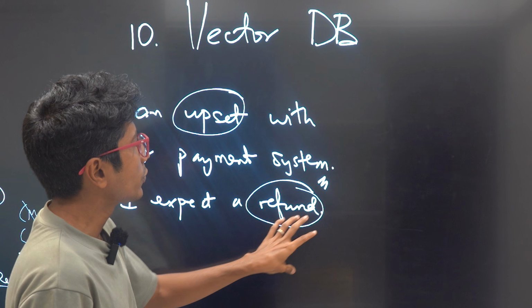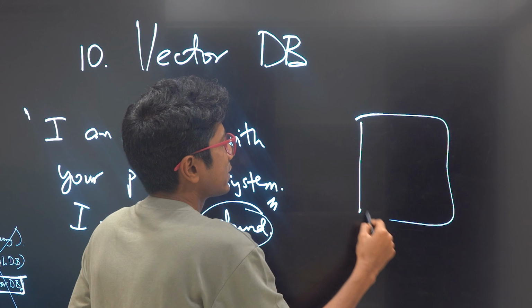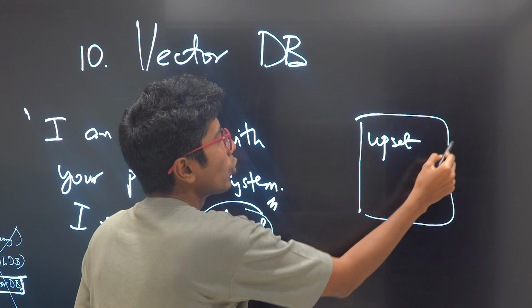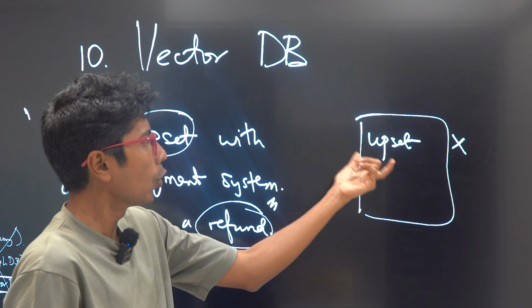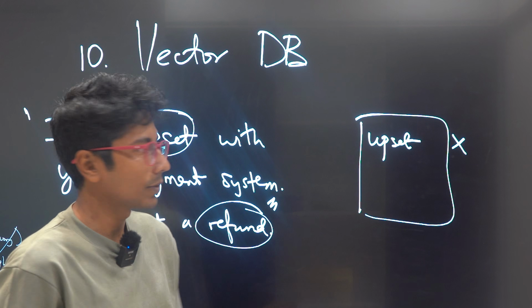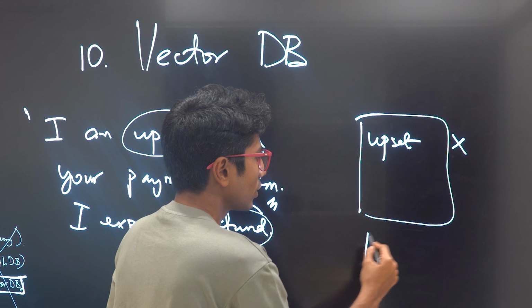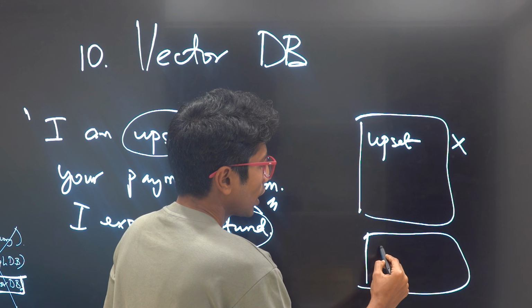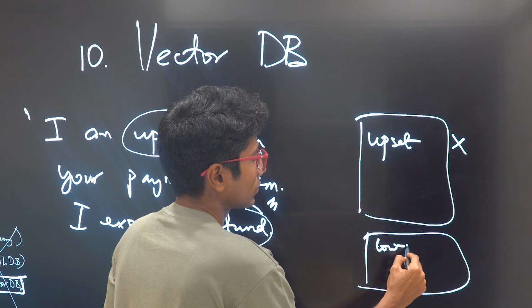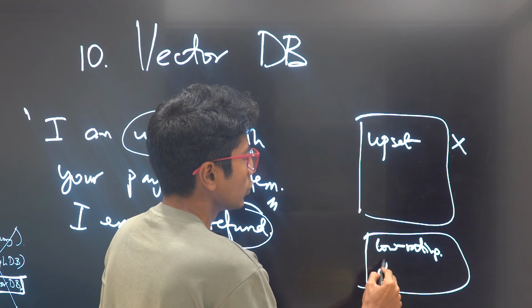You could search for all documents where the word upset exists, but maybe you don't have it in your company policy. Maybe nowhere is it mentioned that a user is upset. But you have a document which mentions if the user is giving you a low rating or if a user drops off.